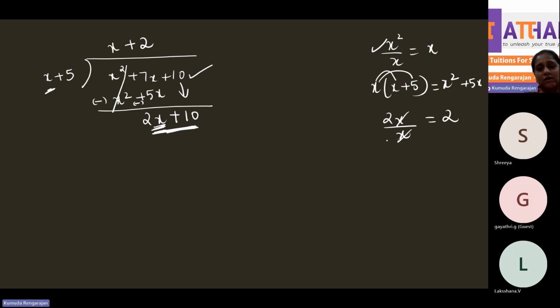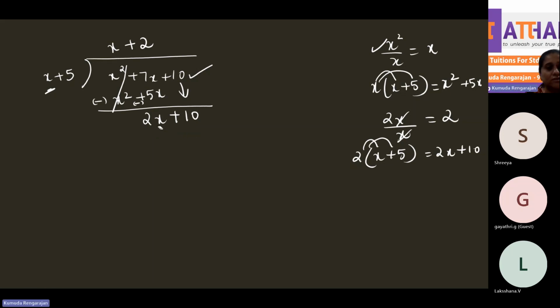Now multiply 2 with the divisor. We need to always multiply the divisor. Whatever term you write in the quotient, you should multiply that with the divisor and write the terms under the dividend or the new dividend. So 2 into x is 2x and 2 into plus 5 is plus 10.